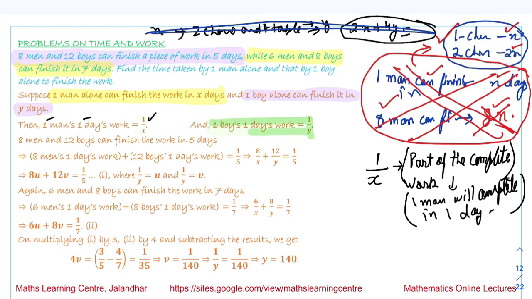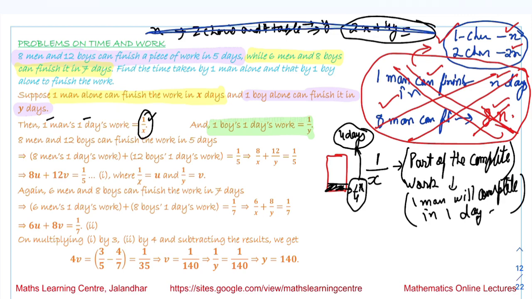Similarly, one boy's one day work is 1 by y. What this means is, suppose they have to paint a wall. If a man takes 4 days to paint this wall, it means in one day he would have painted 1 by 4th of the wall. This is what is represented here. This 1 by x tells us that one man has done 1 by x part of the whole work in one day.